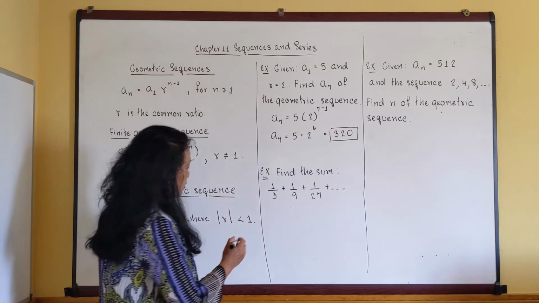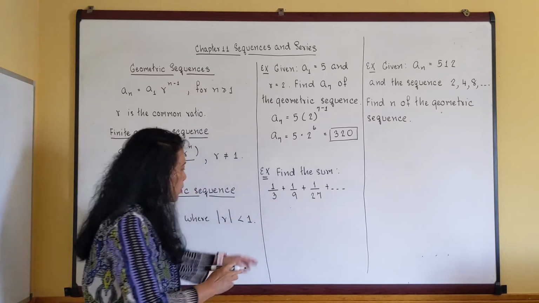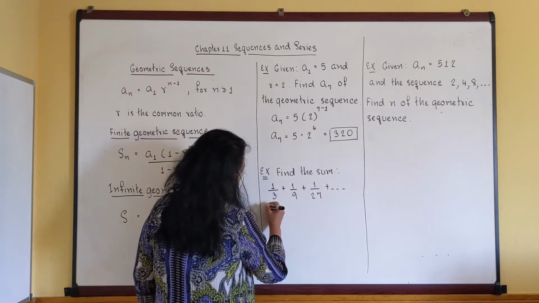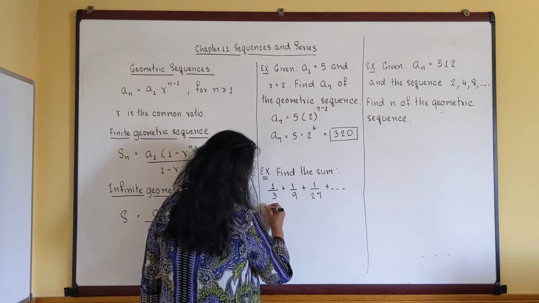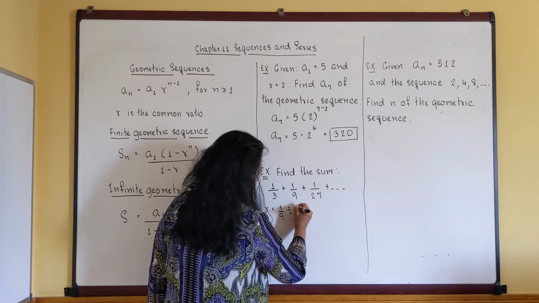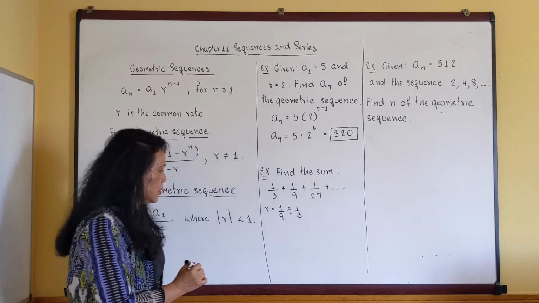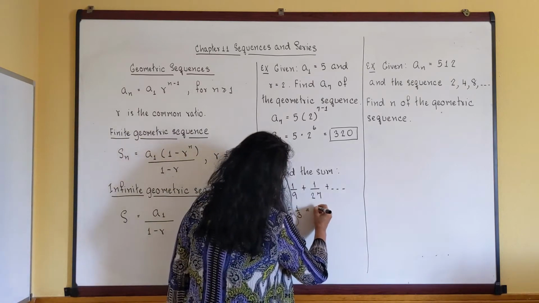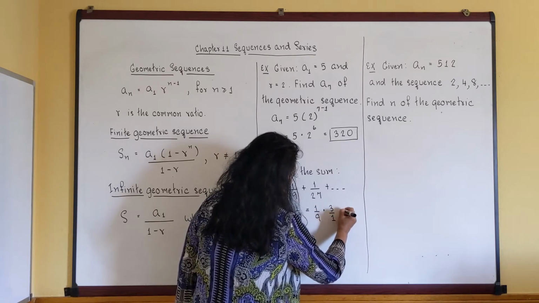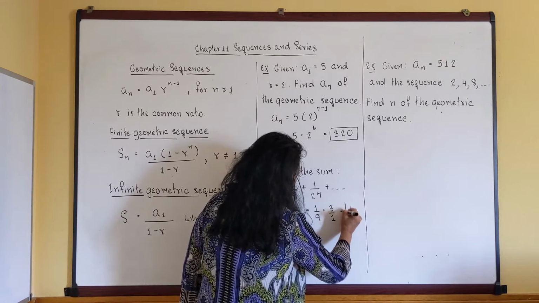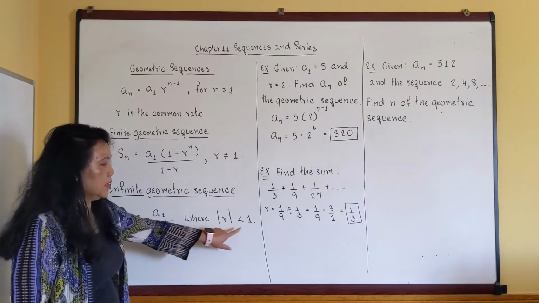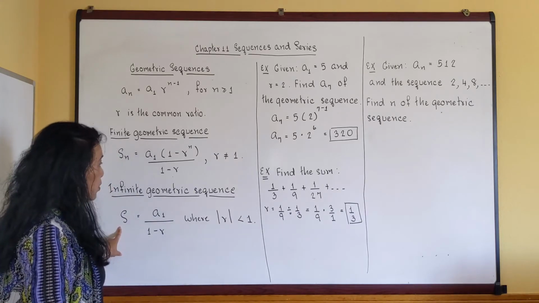So the common ratio here, you can do 1/9 divided by 1/3, or 1/27 divided by 1/9. So let's do 1/9 divided by 1/3, right? Just to get your r. So that is 1/9 times 3/1, which is 1/3. So your r is 1/3, and the absolute value of 1/3 is less than 1. So we can use the formula here.